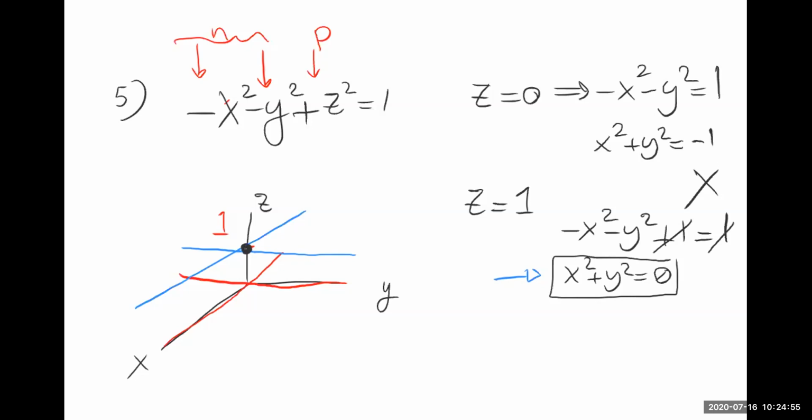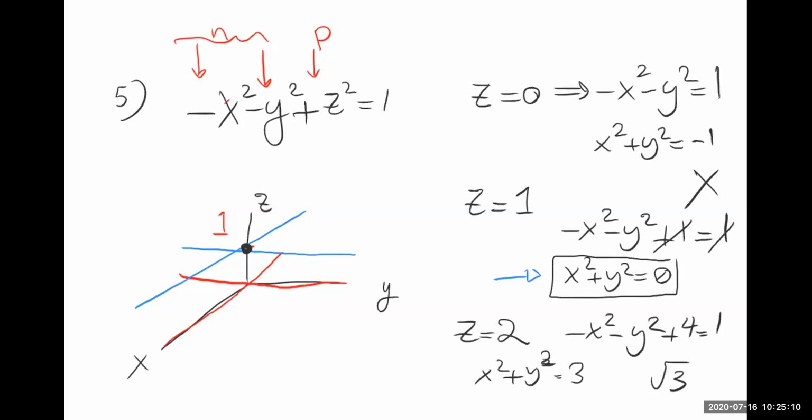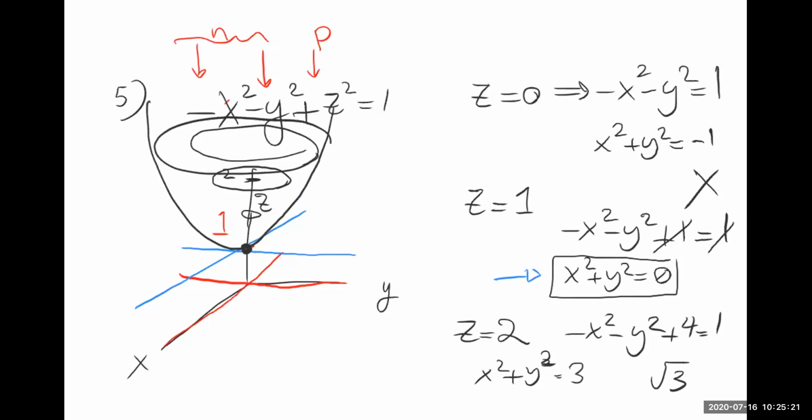What about the case where z is 2? We would get minus x squared minus y squared plus 4 equals 1. So x squared plus y squared equals 3. This is the equation of a circle with radius square root of 3. So here when z is 2, we get a circle. We can continue that. We would get bigger and bigger circles. We can connect them. We would end up with something like this. And we could do it for negative z. We would end up with something like this.